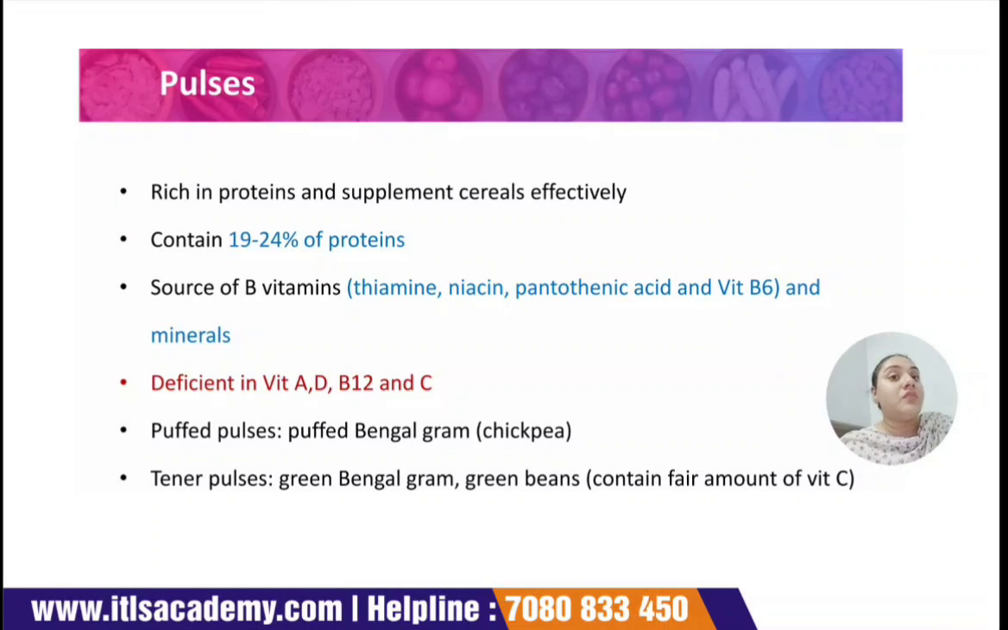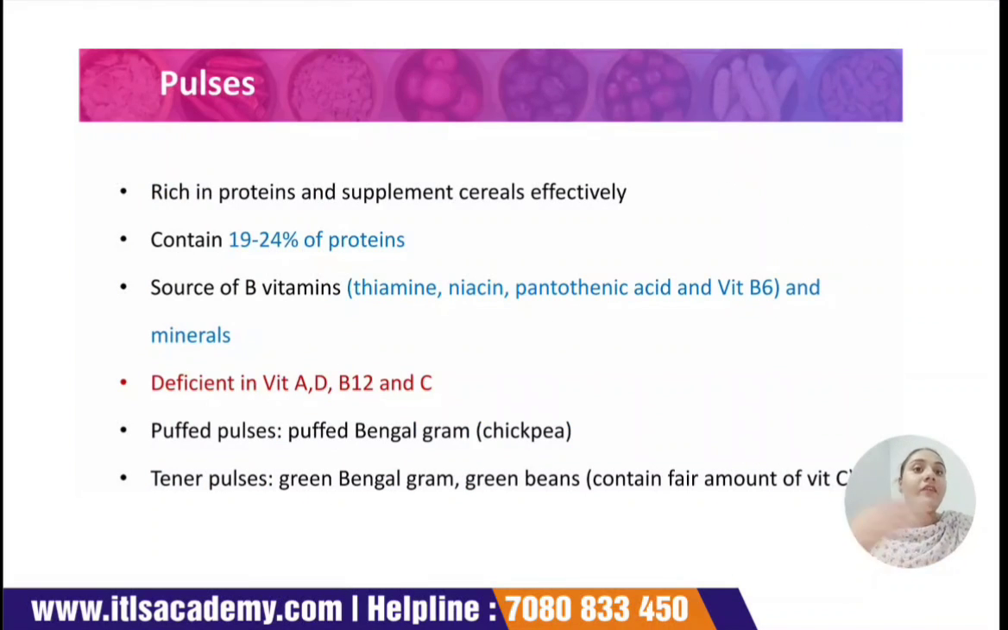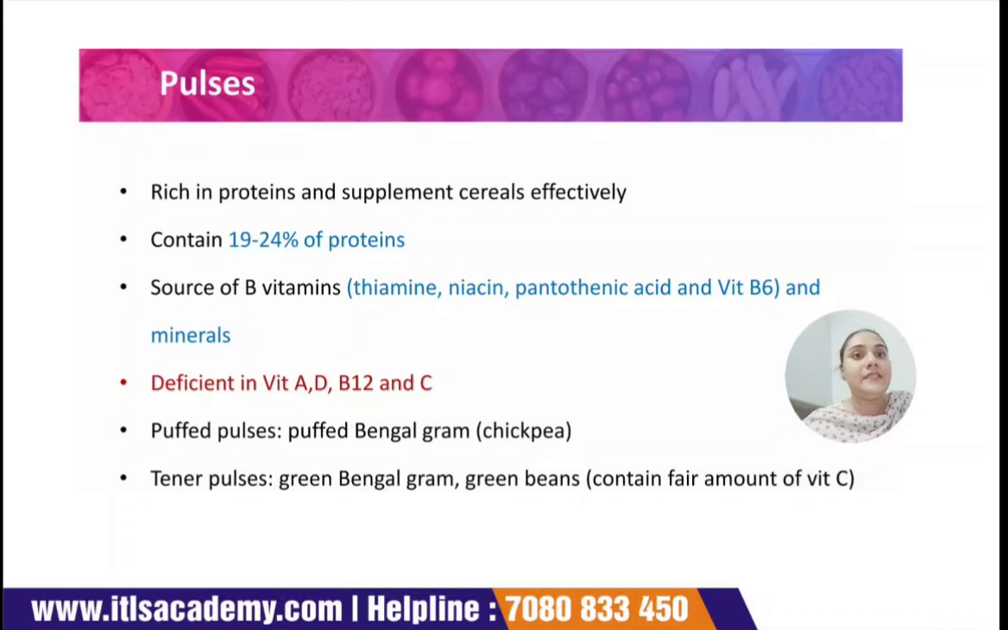They have a good source of vitamin B also. They have a good source of minerals also, but they are deficient in vitamins like vitamin A, D, B12 and C. So pulses, millets or your cereal items have a deficiency of vitamins A, D, B12 and C. You can consume these vitamins with different kinds of fruits, because some fruits are good in vitamin A.